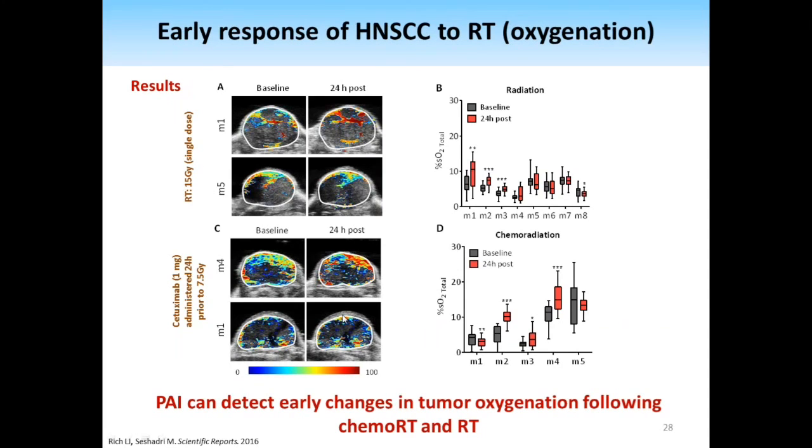And what was really interesting to us is that we saw what we call a heterogeneous response. And what I mean is that we had some tumors, in this case M1, which showed an increase in oxygen saturation levels following radiation. And we had other tumors which went down following radiation. And we observed this for both our single-dose radiation group, so this 15 grays of radiation, and our combination cetuximab radiation group. We also saw very similar things. So again, this shows us that photoacoustic imaging can also tell us about heterogeneous responses to treatments, and also heterogeneity within the tumors before treatment.